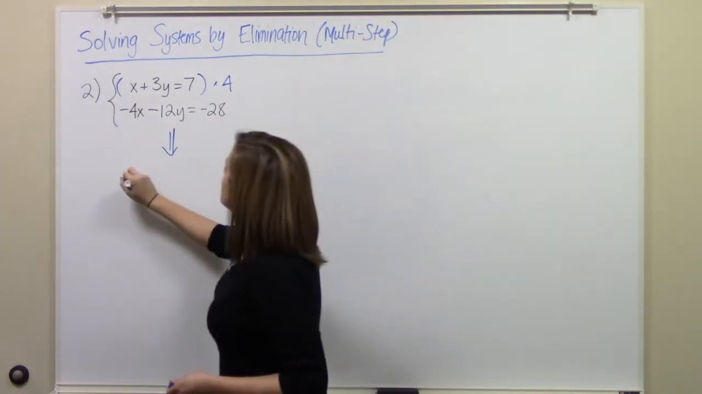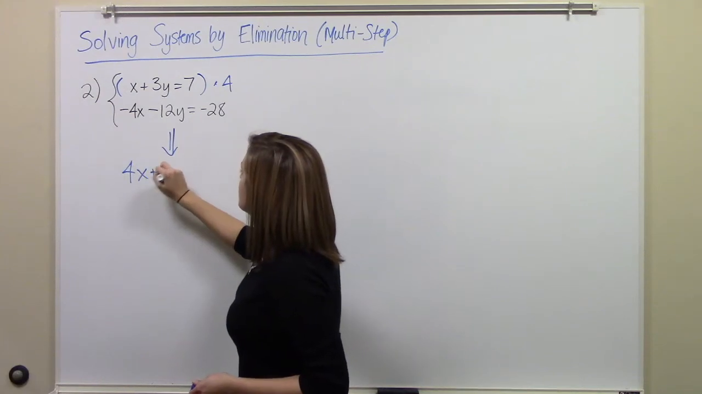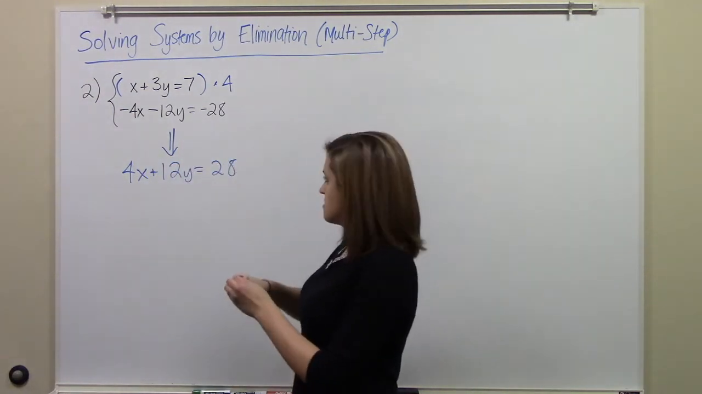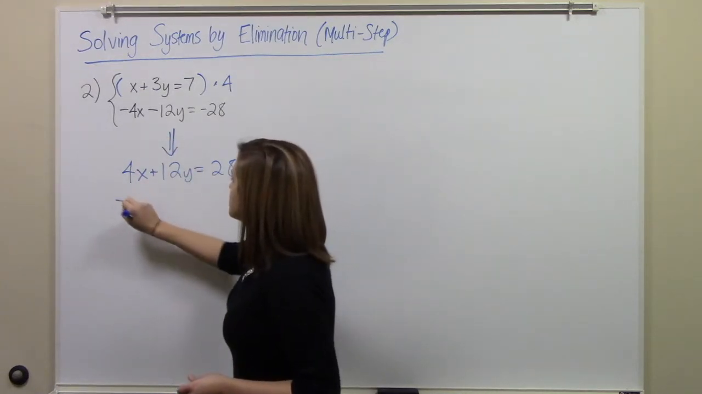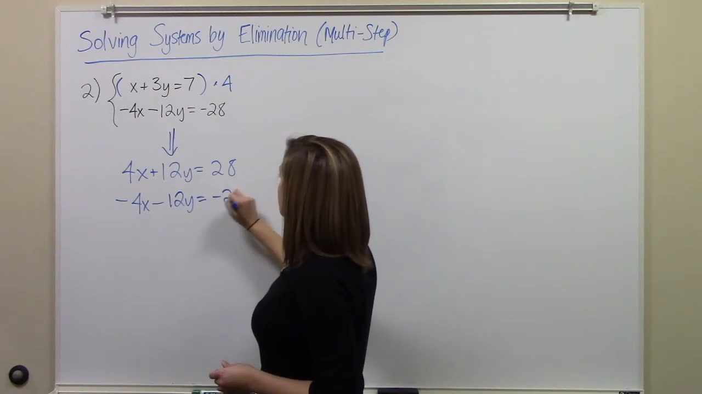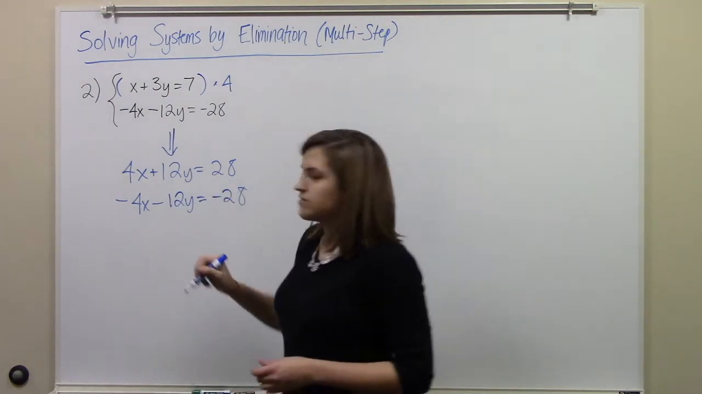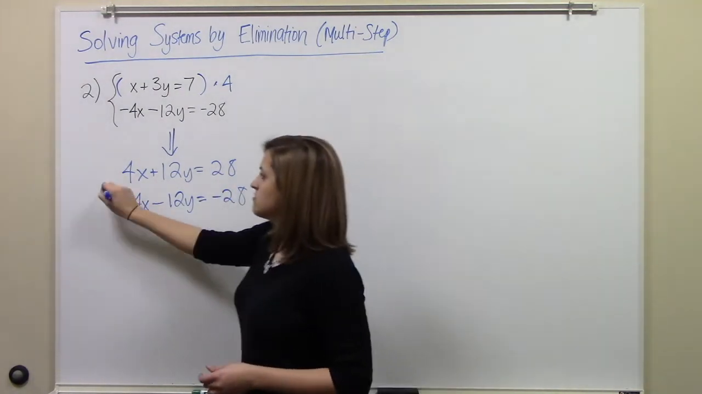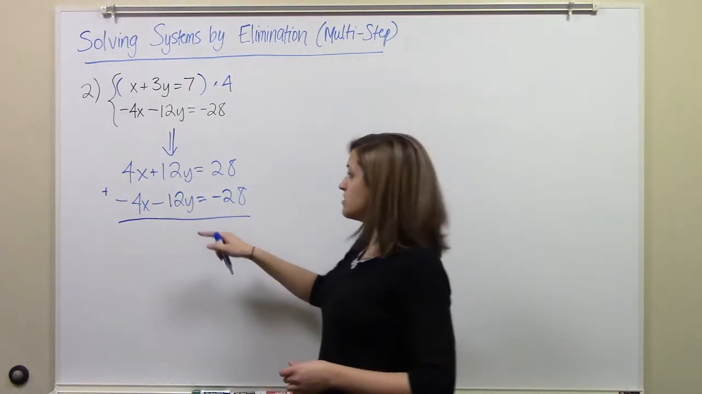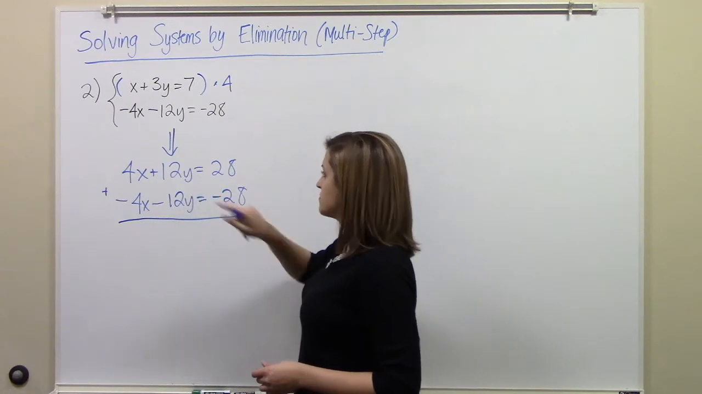And I get 4x plus 12y equals 28. And my second equation stays the same. Negative 4x minus 12y equals negative 28. Okay, now I'm going to add my equations together. So I add both of them. Make sure everything's lined up before I do so. My x's, my y's, my equal sign.